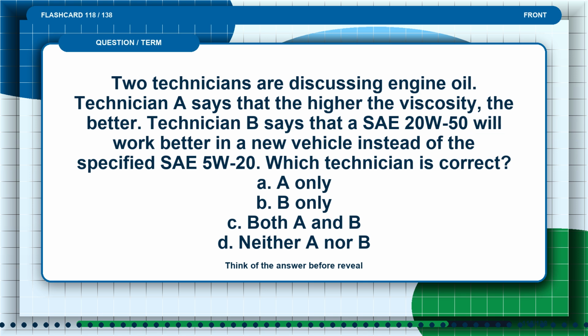Flashcard 118. Two technicians are discussing engine oil. Technician A says that the higher the viscosity, the better. Technician B says that an SAE 20W50 will work better in a new vehicle instead of the specified SAE 5W20. Which technician is correct? A. A only. B. B only. C. Both A and B. D. Neither A nor B. Pause and think of the answer before the reveal.